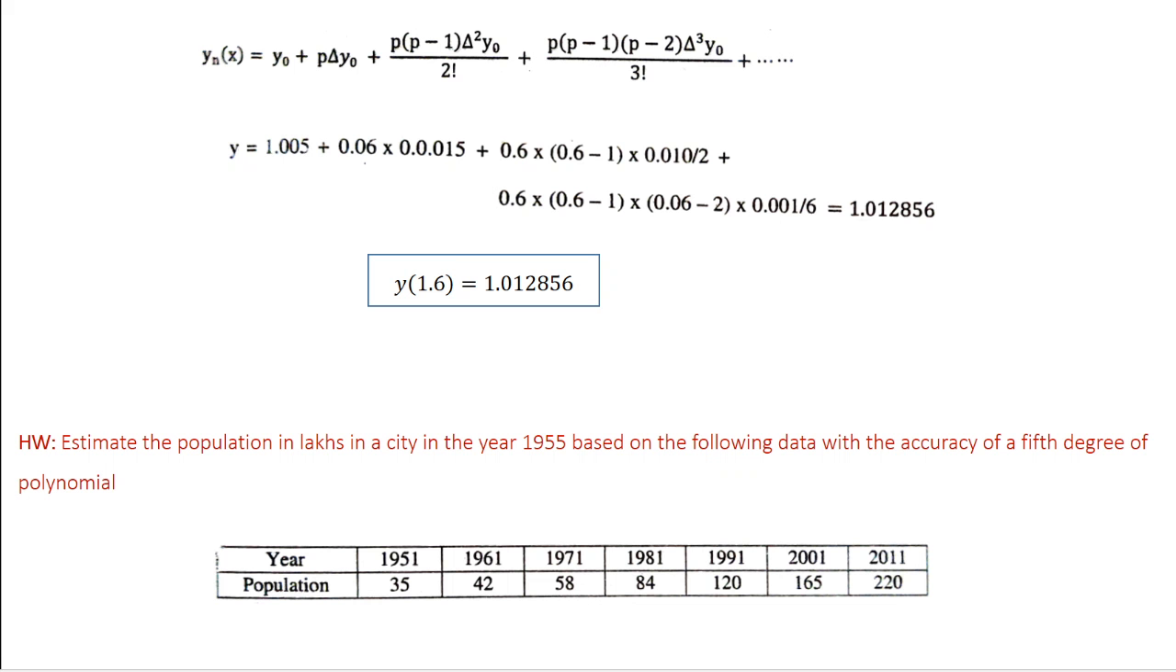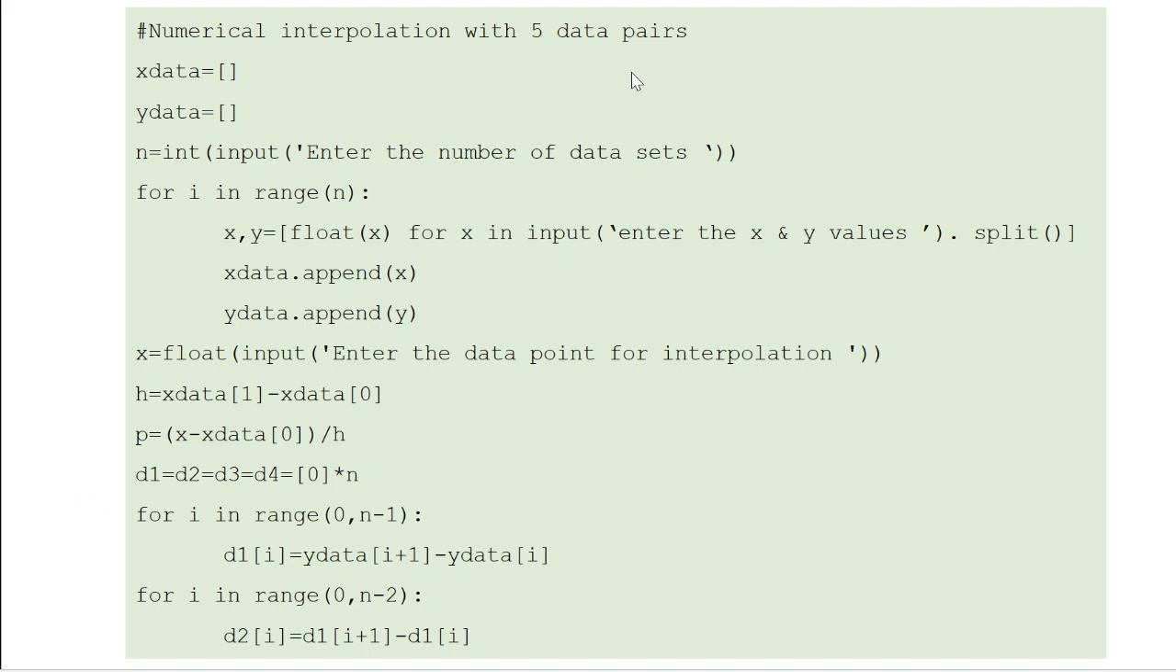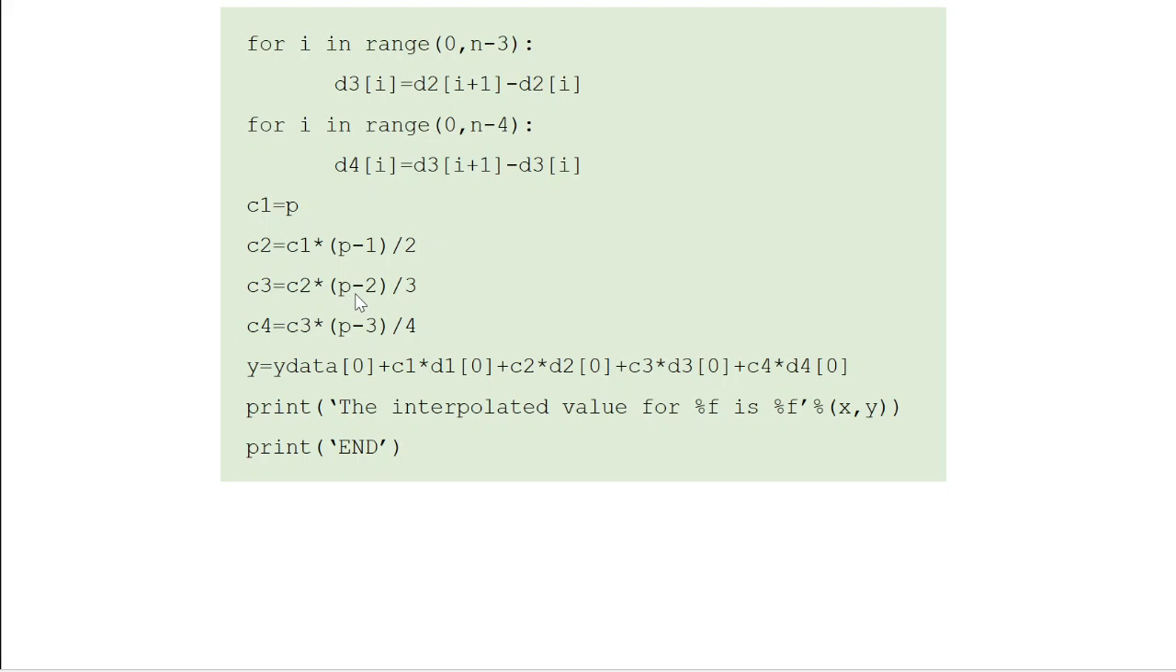Now the next coefficient, I am going to call it C3. So C3 equal to P into P minus 1 into P minus 2 divided by 3 factorial. 3 factorial is 2 into 3. But P into P minus 1 by 2 is nothing but C2, right? So I can write it as C2 into P minus 2 divided by 3. So C3 equal to C2 into P minus 2 by 3. Same way you can write C4 equal to C3 into P minus 3 by 4.